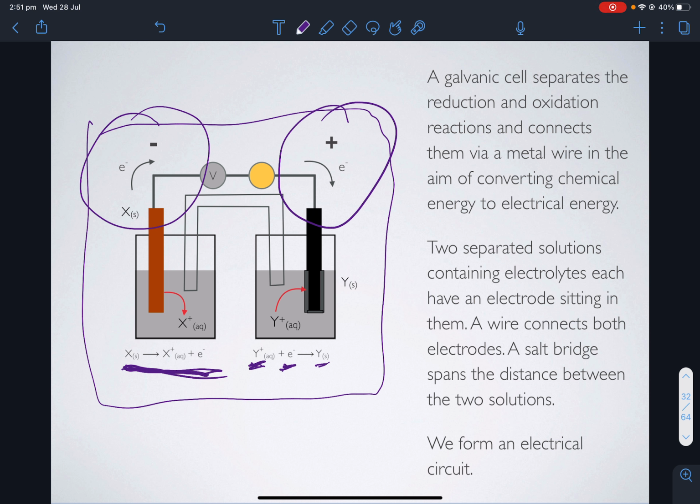Okay, let's read the words, see if there's anything new. A galvanic cell separates the reduction and oxidation reactions and connects them via metal wire in the aim of converting chemical energy into electrical energy. So pretty much what I said before, but converting chemical energy to electrical energy, perfect. Okay, two separated solutions containing electrolytes or ions in solution, each have an electrode sitting in them. A wire connects both electrodes, and this thing that connects them in between we're calling a salt bridge. It spans the distance between the solutions, and we'll talk about more of what makes a salt bridge work soon. And we form an electrical circuit. We form a single loop. Okay?